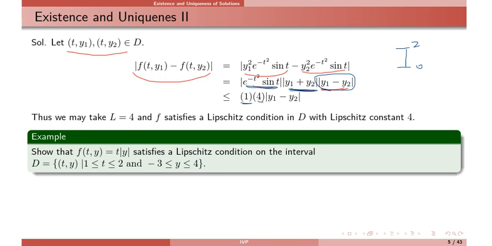So you can write this difference as 4 times y1 minus y2. So you are able to relate this difference with this. There is no t on the right hand side. So we say that this function satisfies the Lipschitz condition with constant L equal to 4. In other words, this function is Lipschitz.